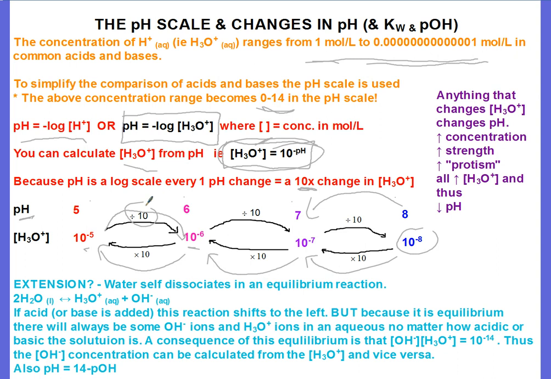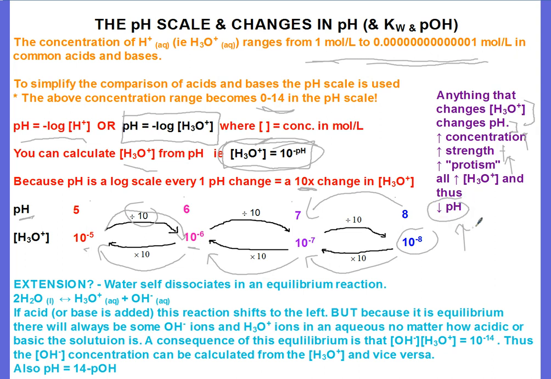So what factors can change pH? Well, anything that changes the hydronium ion concentration is going to change our pH. So if you increase the concentration of your acid, if you increase the strength of your acid, or you've got an acid with polyprotism, they're all going to increase the hydronium ion concentration, and therefore they're going to decrease the pH.